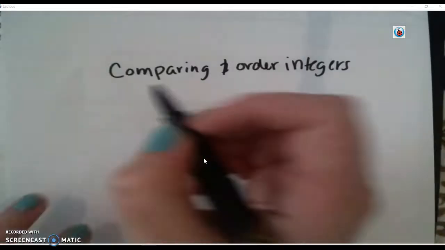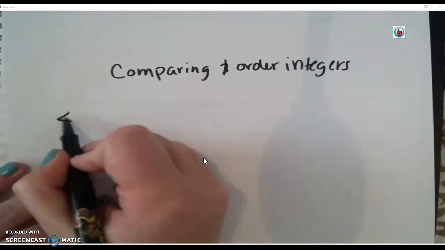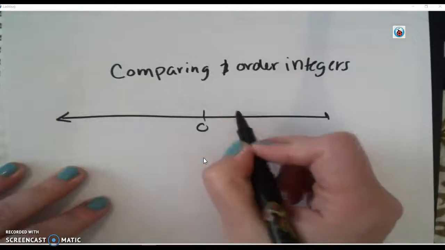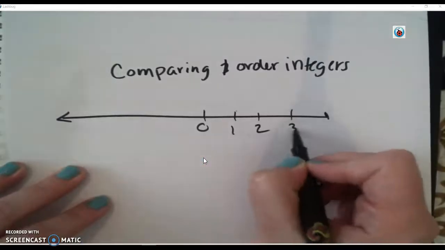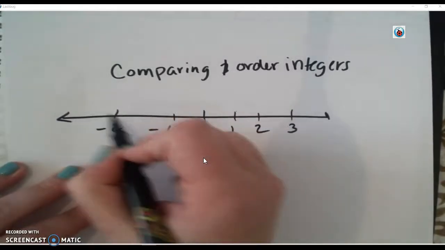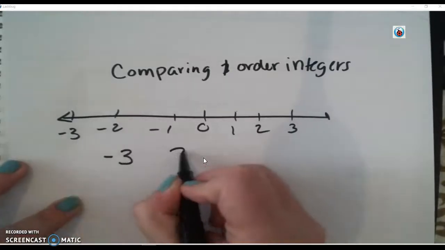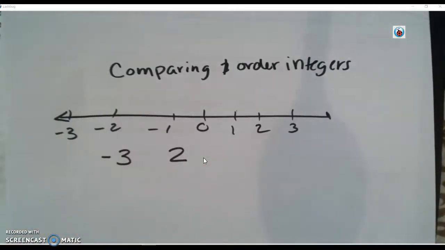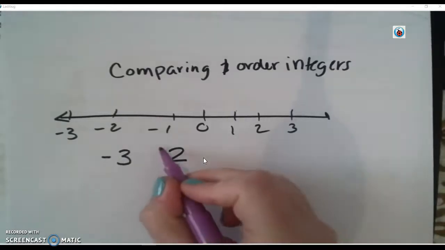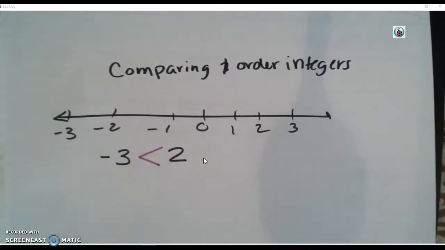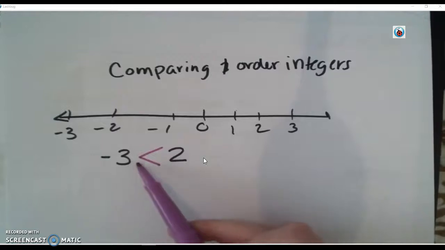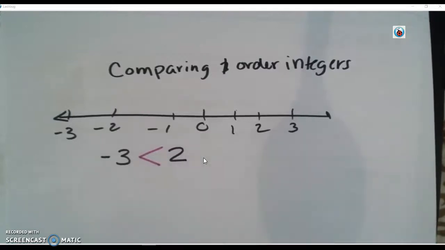Okay, so when we're comparing, remember in the number line, I have 0, I'm just going to do 1, 2, 3, -1, -2, -3. Okay, -3 and 2. Let's talk about that. Which one is going to be greater? Well, I'd rather have $2 than owe someone $3, right? So -3 is less than 2.